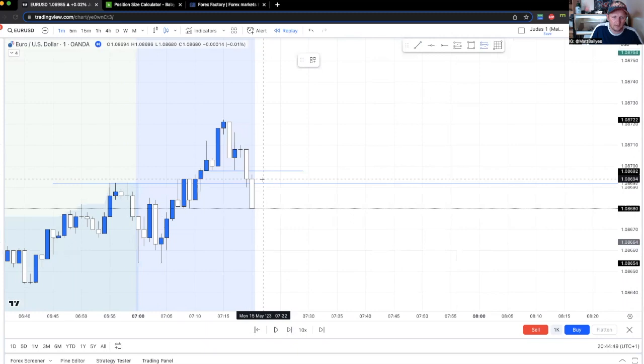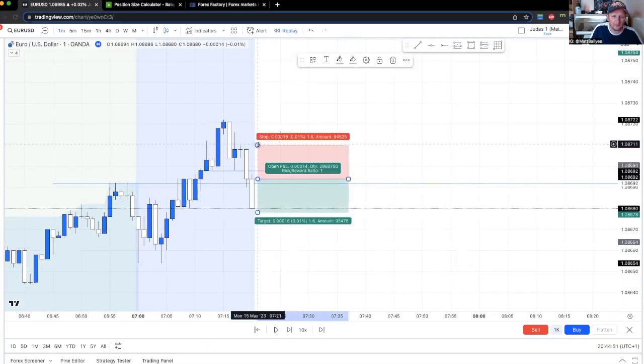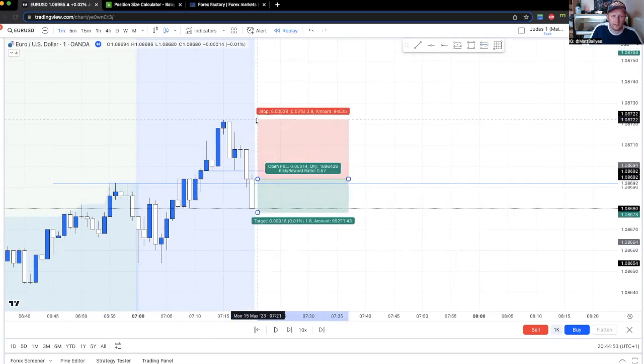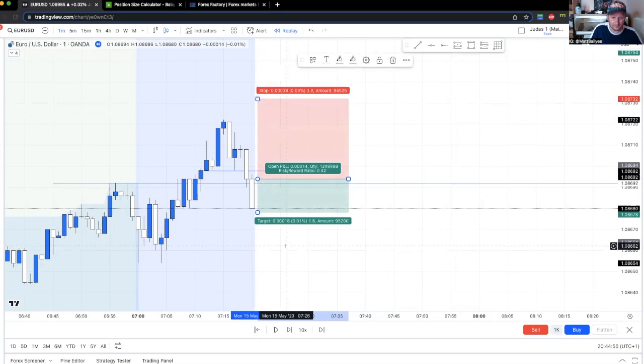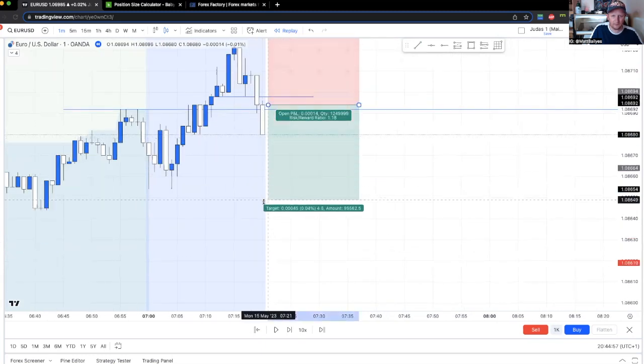So we're going to get our sell tool. I'm going to put it on the body of that candle there. Take this to the high. So that's 2.8, so we're going to move up to 3.8. And we're going to go down for a 2.